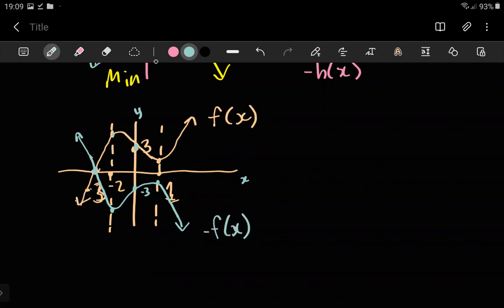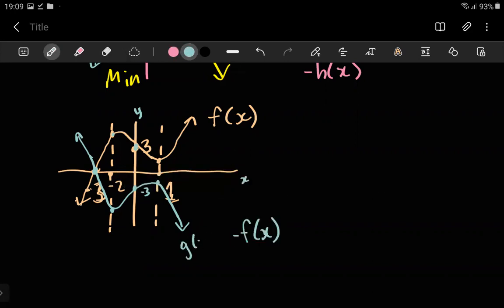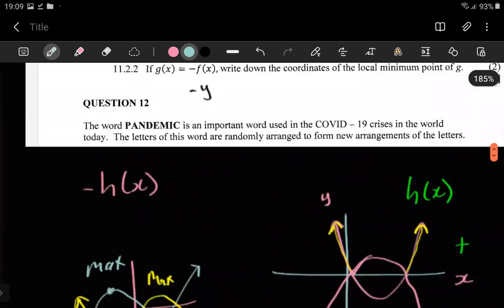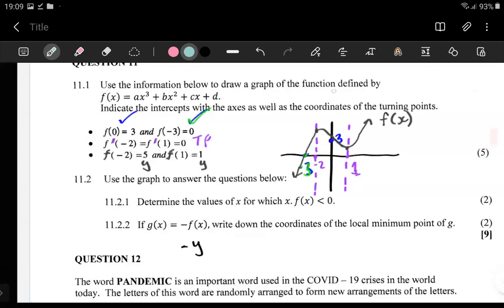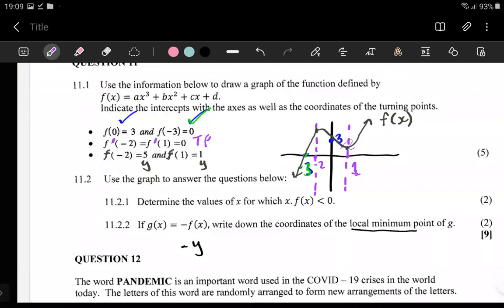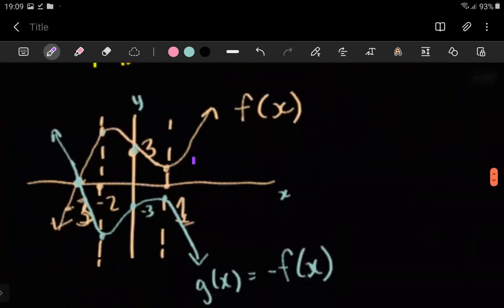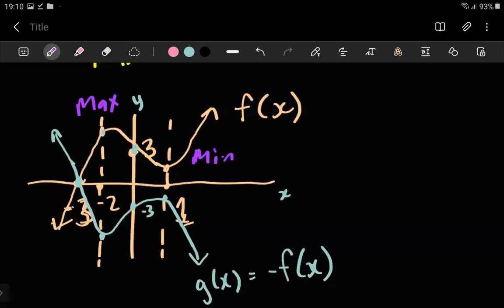Negative f of x, as they said, is just going to be the graph of g of x. You see, this is g of x. So in the question now, they said, write down the coordinate of the local minimum. We already stated that the local minimum is going to be the local maximum of the reflection. In the original graph, this one is the local minimum and this one is the local maximum. So the maximum is going to become the local minimum for the other graph, and the local minimum is going to become the local maximum for the reflection.